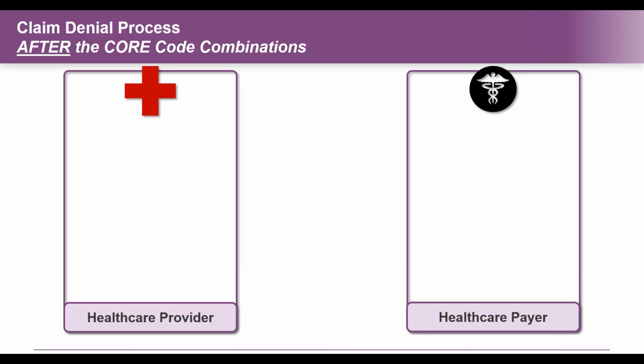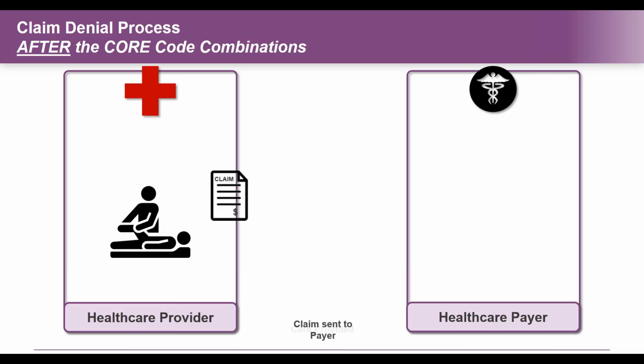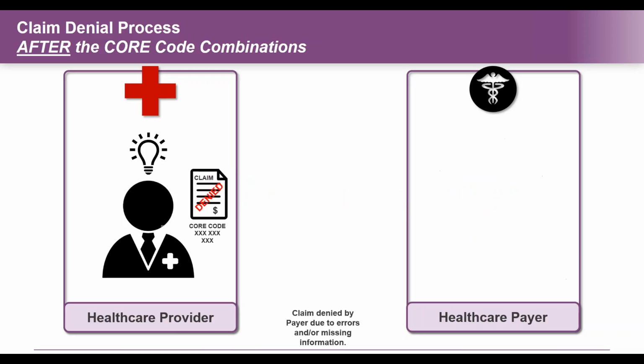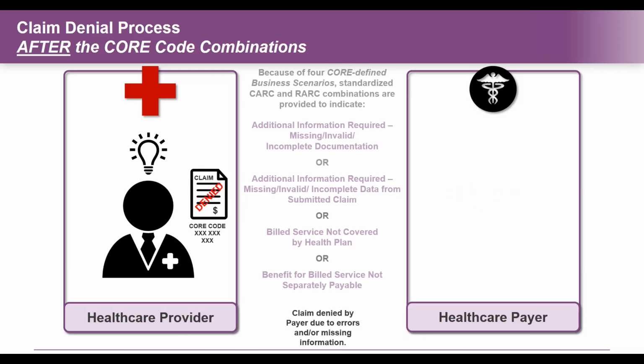After the core code combinations came out and the industry implemented them, when a healthcare provider renders service, bills that claim to the healthcare payer, the payer then adjudicates that claim as it did in the previous scenario, but now with the denied information with a consistent and uniform set of CARCs, RARCs, and group codes, all defined within 4 specific business scenarios, that leads to a lot more consistency for the understanding for the exact reason why the claim was denied or the line was adjusted.